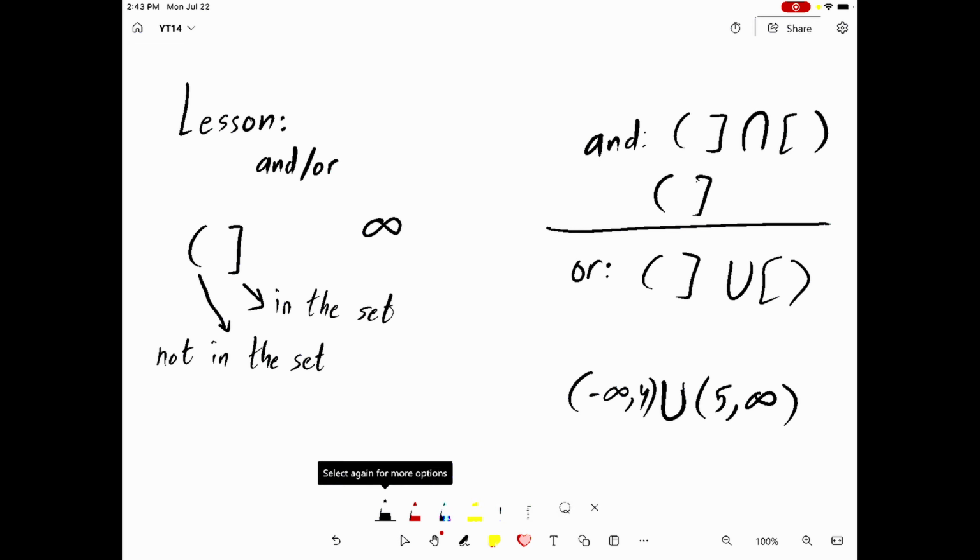And this is the way to write an or inequality, like if I have x is less than 4 or x is greater than 5. And what this means is if it satisfied any one of these. So 3 would satisfy it, 6 would satisfy it, but something like 4.5 would not satisfy it because it's not less than 4 and it's not greater than 5.